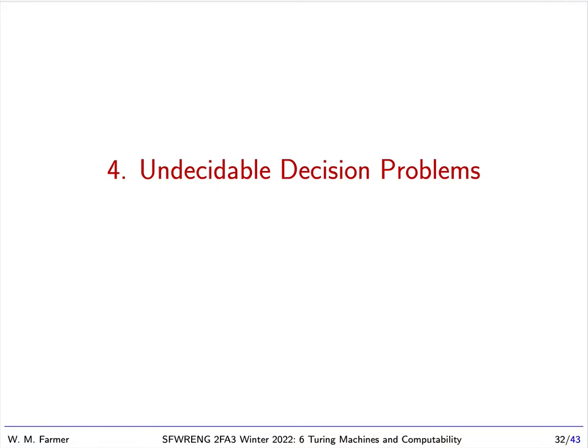I am Bill Farmer. We're going to continue on the topic of Turing machines and computability, and today we're going to begin by talking about undecidable decision problems. Now, I want to go back to something we talked about last time.